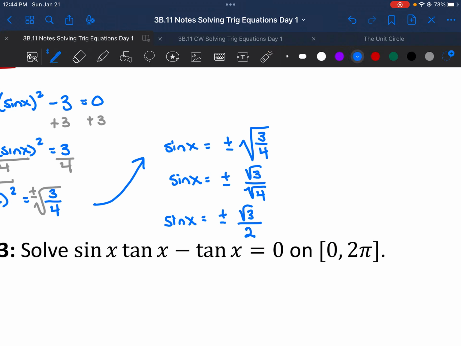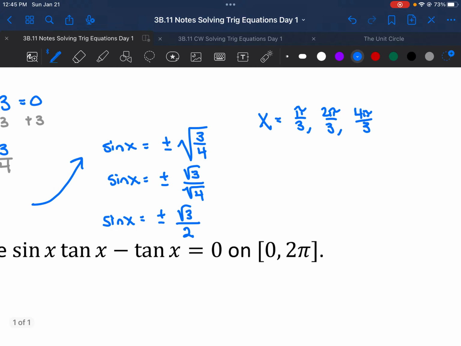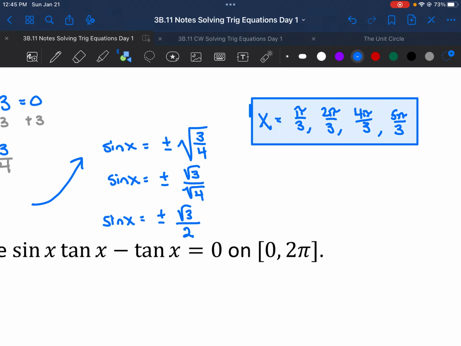So x equals pi over 3, 2 pi over 3, 4 pi over 3, and 5 pi over 3. So this one we had 4 different solutions in our solution set.